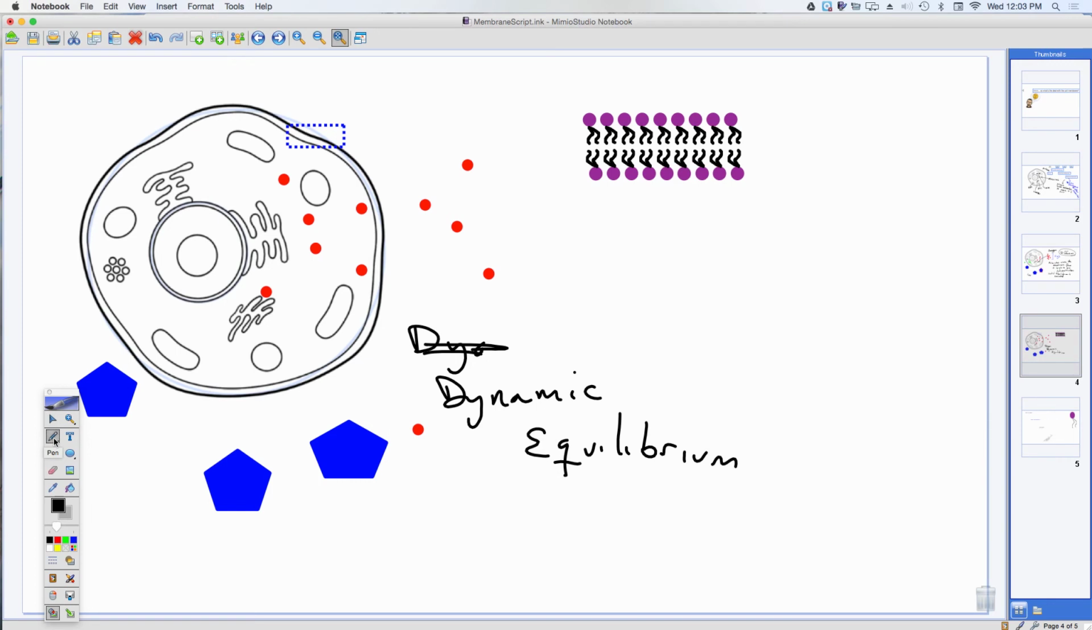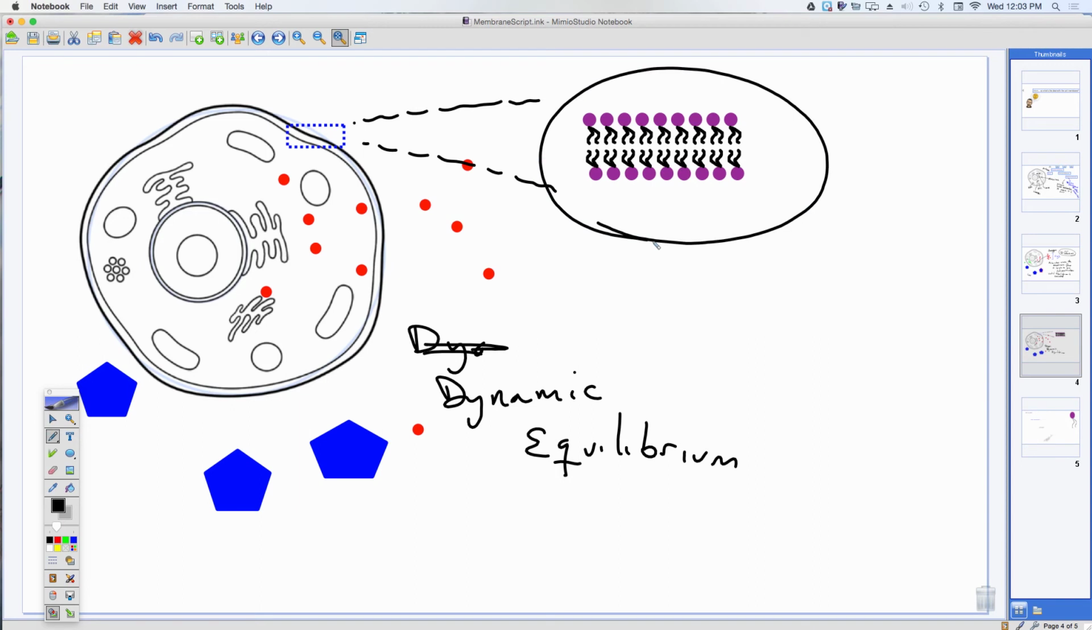So what is it about the cell membrane that allows these molecules to move in and out? Well, if we take this cell membrane and we bigify it, well, then we're going to have a structure that looks like this, and this is a lipid bilayer. And what this means is that the membrane consists of two layers of a specialized type of lipid called a phospholipid.